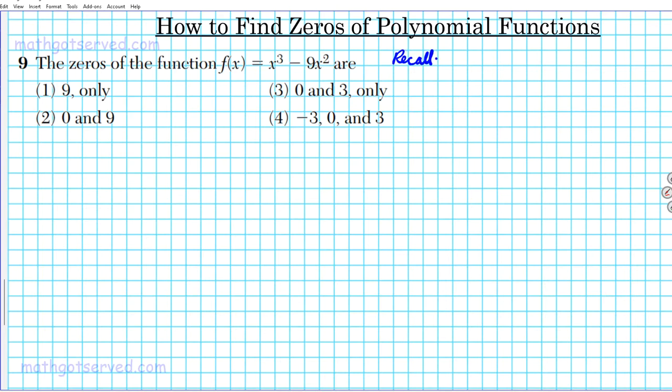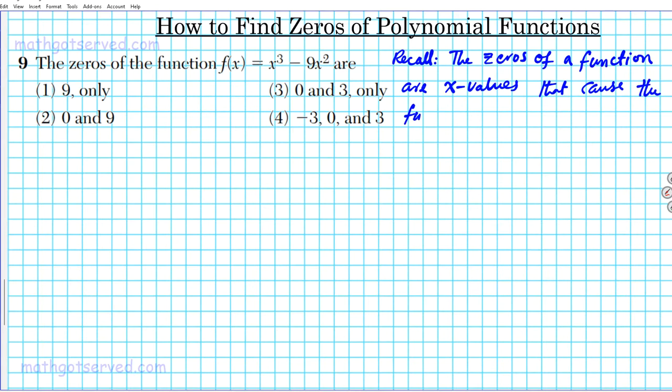All right, so let's recollect this important point. The zeros of a function are what? They are the x values that cause the function to equal what? Guess. To equal 0. That's why it's called zeros, right? So any input value that upon substitution into the function causes the function to have an output of 0, that particular input is called a zero of that function.